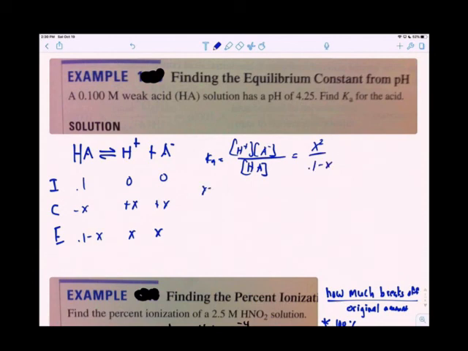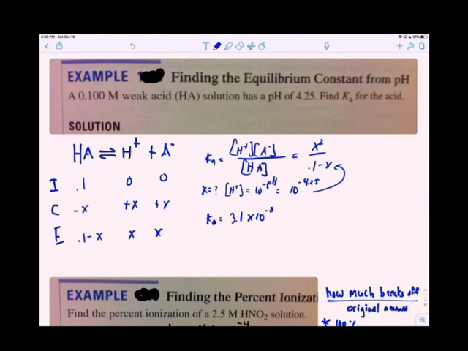And now you're like, well, what does x equal? You're given that with the pH. X equals, in this case, the hydrogen ion concentration. This is also equal to 10 to the minus pH, equals 10 to the minus 4.25. And then plug that back in for x, and you get your Ka, and you get 3.1 times 10 to the minus 8.